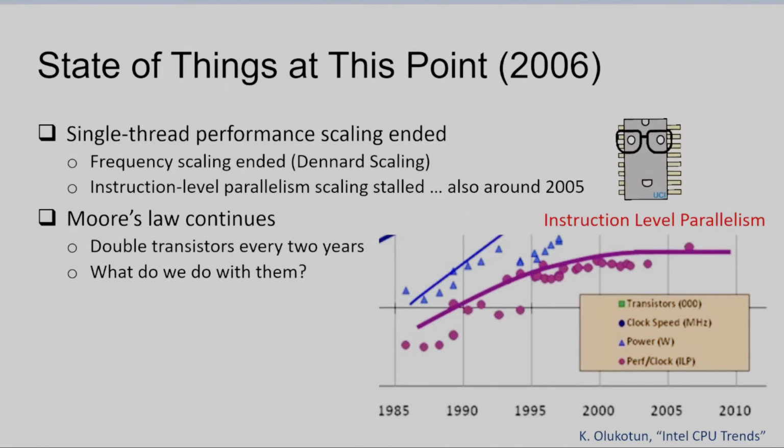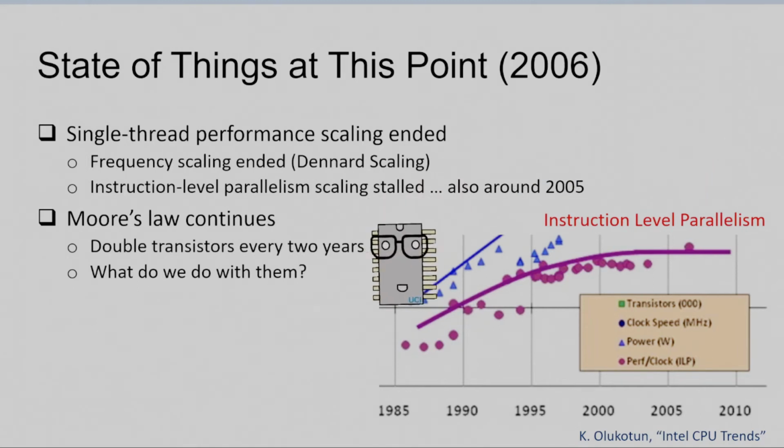Despite the fact that single thread performance scaling ended around 2006 due to the end of frequency scaling and the end of ILP scaling, Moore's law still does continue. Transistor count per unit cost is doubling every 2 years. And the question becomes, what do we do with them to try to get better end-to-end performance?